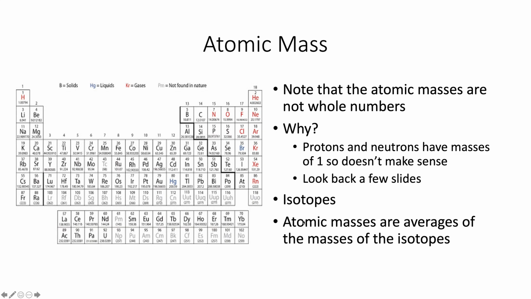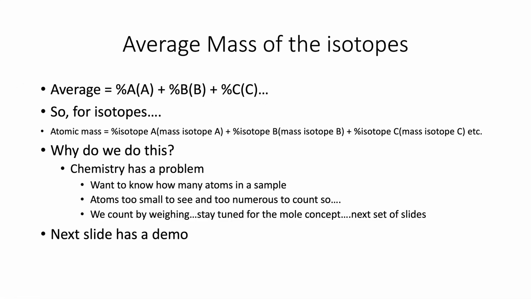The answer is atomic masses are averages of the masses of the isotopes. Now, when we calculate an average, it's not the way you were taught, where you add up all the things and then divide by the number of values. That's one way to do it. Another way is to take the percent of each thing and the value of each: percent of A times the value of A, percent of B times the value of B, and so on. So for isotopes, the atomic mass would be the percent of isotope A times the mass of isotope A, plus the percent of isotope B times the mass of isotope B, and so on.